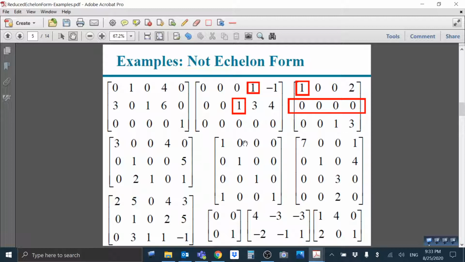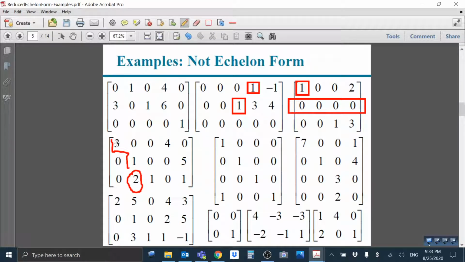Big problem. Let's check this one. Leading entry, fine. Next leading entry to the right, fine. Row 3, leading entry below. What's this?